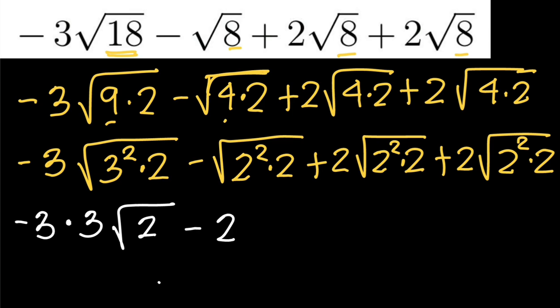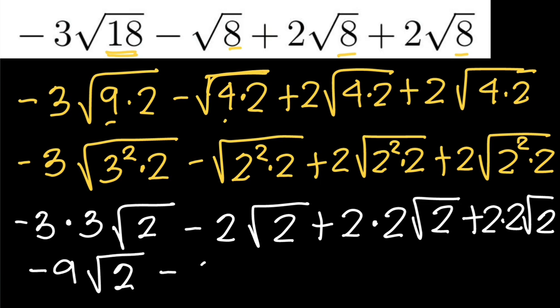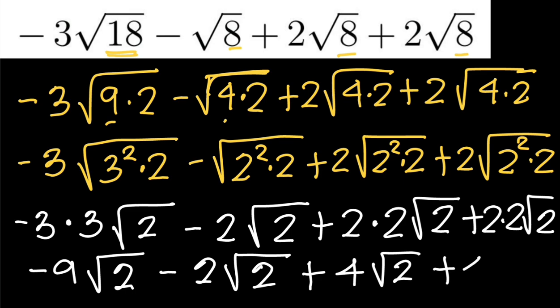Minus 2. Because 2 square root of 2 squared is 2. Square root of 2 plus 2 times 2 square root of 2 plus 2 times 2 square root of 2. Then we can simplify this. Negative 3 times 3 is negative 9. So this is negative 9 square root of 2 minus 2 square root of 2 plus 4 square root of 2 plus 4 square root of 2.